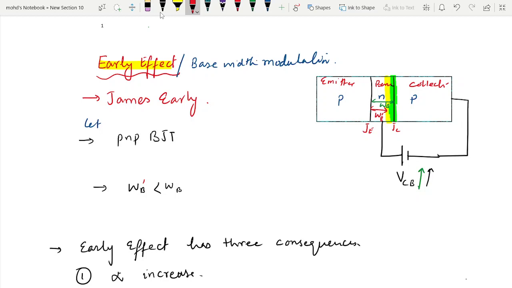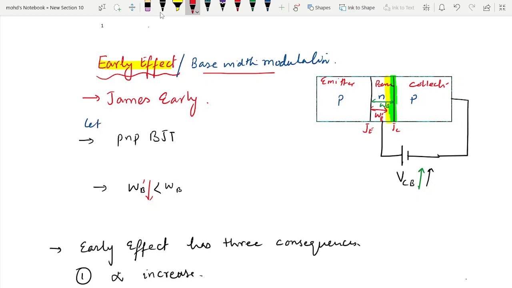So, if we increase VCB, the effective base width decreases and the base width becomes smaller. And this decrease in effective base width due to increase in VCB, or reverse voltage of the collector junction, is called early effect or base width modulation. So we can say base width modulation is the decrease in effective base width due to increase in reverse voltage VCB of the collector junction.